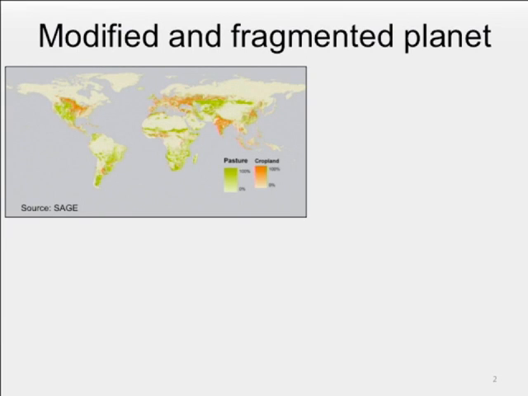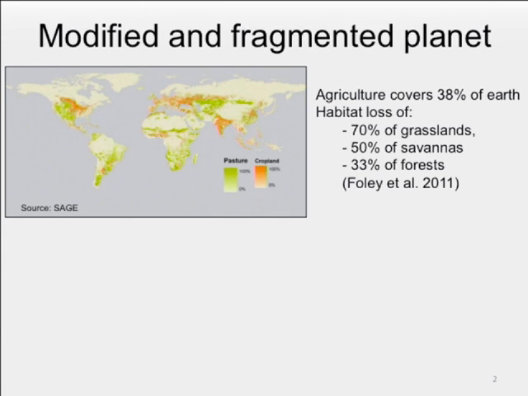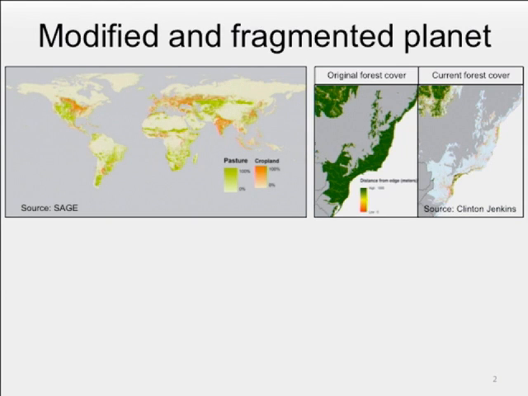We live in a heavily modified world with intense threats to biodiversity. Agricultural lands cover roughly 38% of the Earth's surface, and recognizing that agriculture and biodiversity are not necessarily always at odds, this conversion has come at large losses to biomes around the world. 70% of grasslands, 50% of savannas, and roughly a third of forests have been lost. So this is an example of habitat loss. This is the Brazilian Atlantic forest, and in this left pane here we see the original forest cover, and in the right pane we see the current forest cover.